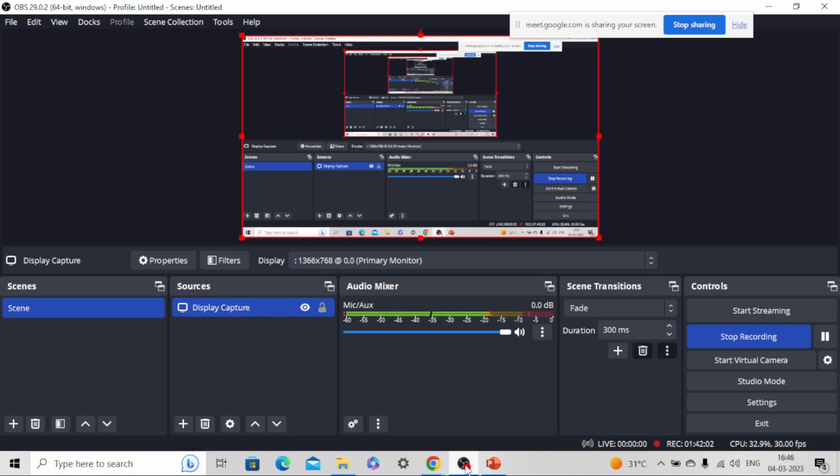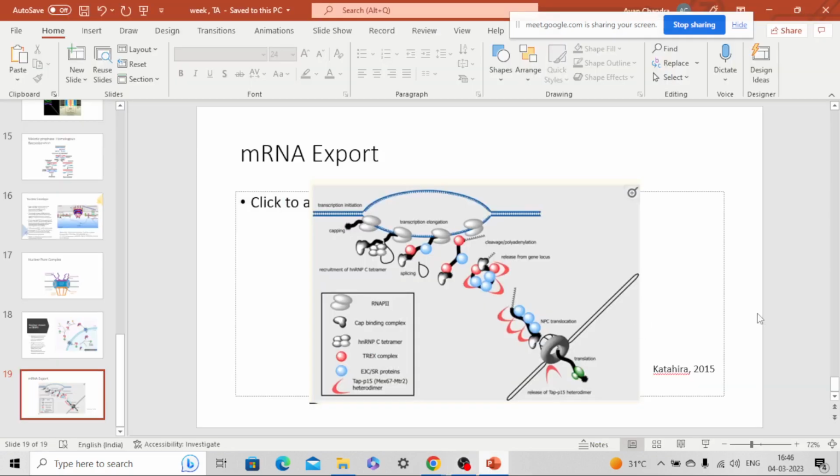Sir, why is budding yeast always used for eukaryotic gene expression and processes? Because budding yeast is easy to grow. You can grow it very easily, and it follows all the eukaryote features.